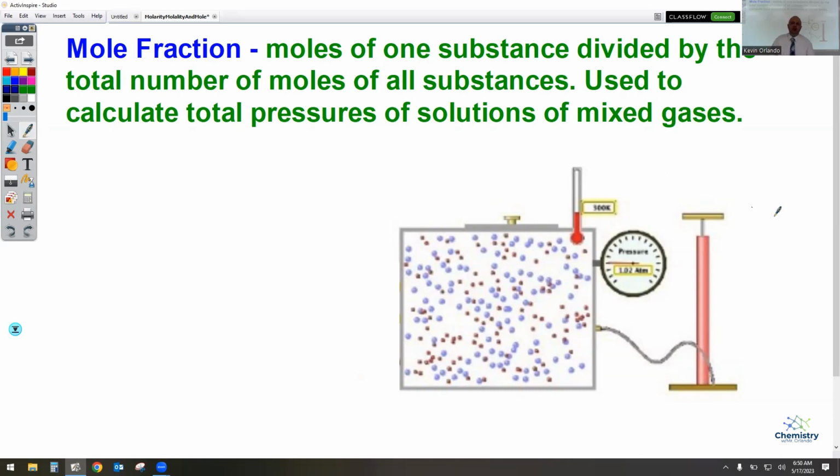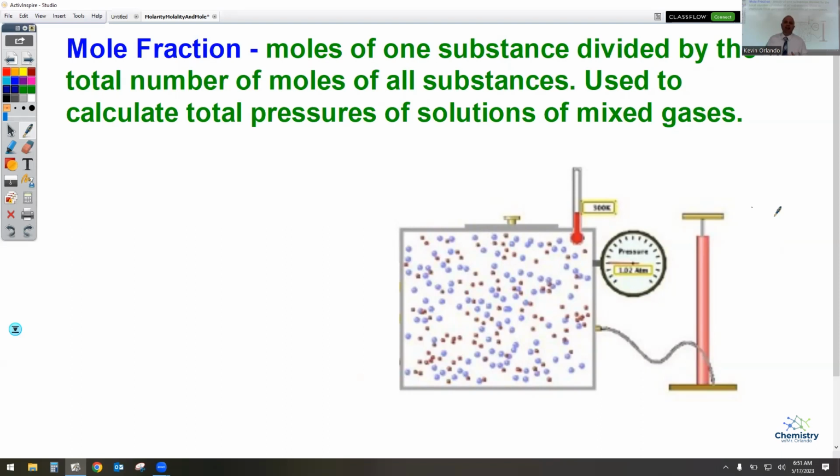Okay, in our third and final measure of concentration, we're going to look at what is called mole fraction. So the mole fraction measures the moles of one substance over the total number of moles of all substances that are present in that sample. So if you look behind me, pretend that this container represents 2 different types of gases. So maybe the red spheres represent oxygen gas and the blue spheres represent hydrogen gas. Together, there is a certain number of moles of each gas present in that mixture.